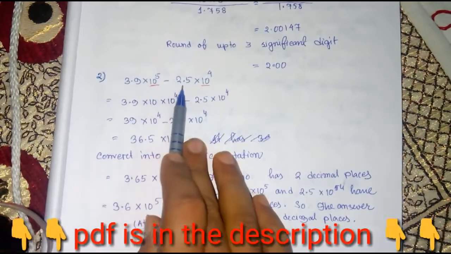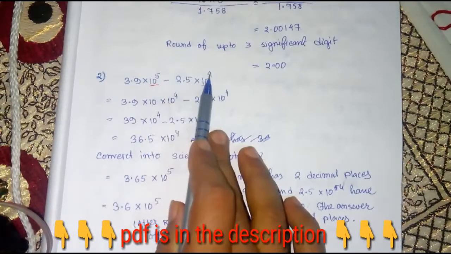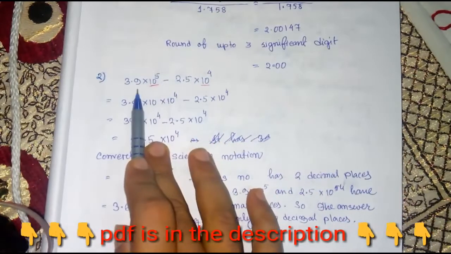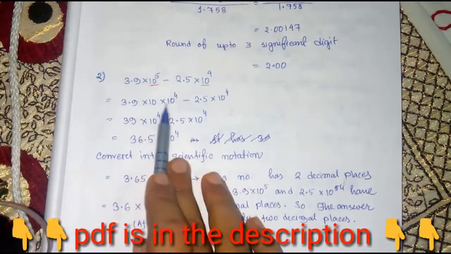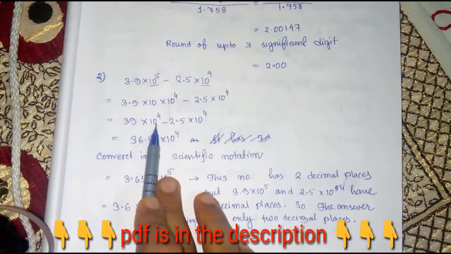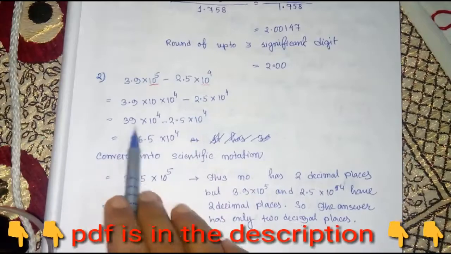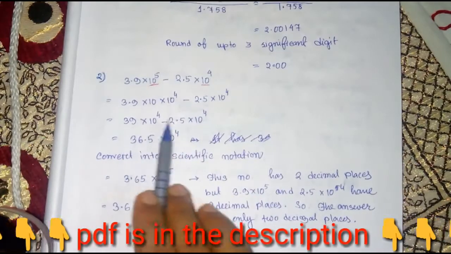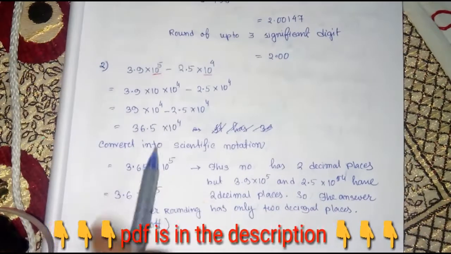3.9 into 10 to the power 5 minus 2.5 into 10 to the power 4. Here the powers are different, so you cannot subtract this way. You have to make the powers the same. So I have divided by 10 to the power 4, and multiplying by 10, you get 39 into 10 to the power 4, and here 2.5 into 10 to the power 4. Now both the powers are the same, so you can subtract 2.5 from 39, it comes 36.5 into 10 to the power 4. But here is a problem.